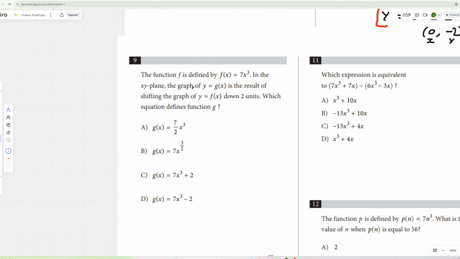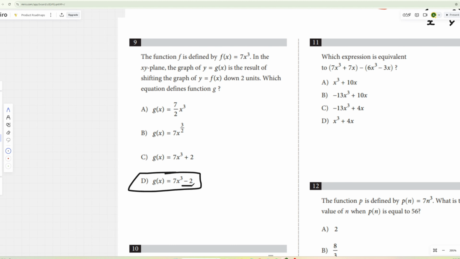The function f is defined by f of x equals 7x cubed. In the xy plane, the graph of y equals g of x is the result of shifting the graph of y equals f of x down 2 units. Which equation defines function g? This question is just testing translations. We can immediately see that the answer is D, right? Because you're going down 2 units.